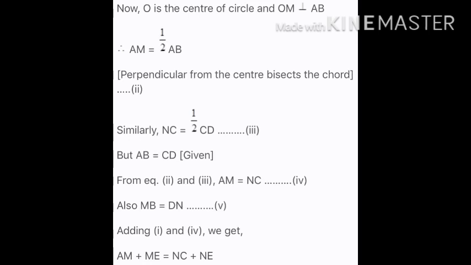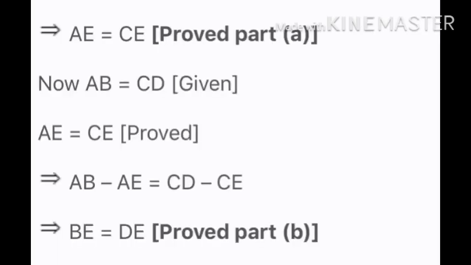But AB is equal to CD is given. From equations 2 and 3, AM is equal to NC. This is the 4th. Also, MB is equal to DN. This is the 5th. Adding equations number 1 and 4, we get AM plus ME is equal to NC plus NE. After adding, we get AE is equal to CE.